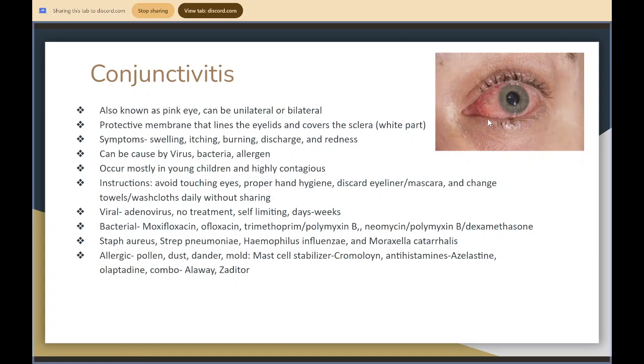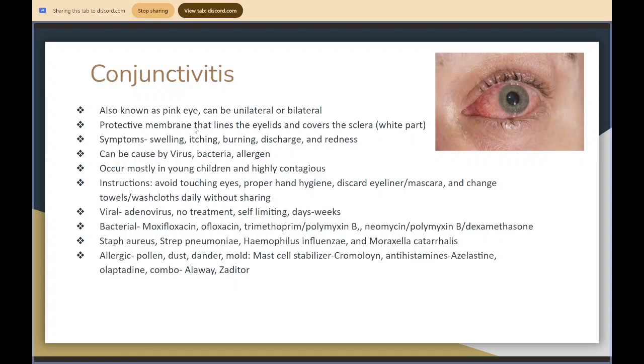Symptoms, you'll see swelling, itching, burning, discharge, and redness. Discharge can be clear, it can be yellow, it may be green, it may be a little bit, it may be a lot. And you can have all of these symptoms or any combination of. It can be caused by a virus, bacteria, or allergens. And we see it mostly in young children, and it is highly contagious.